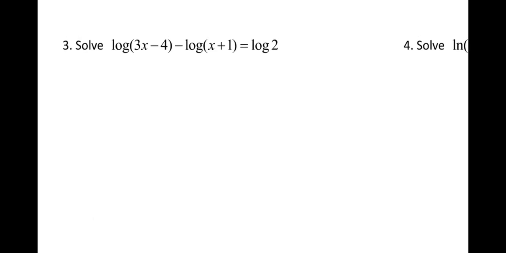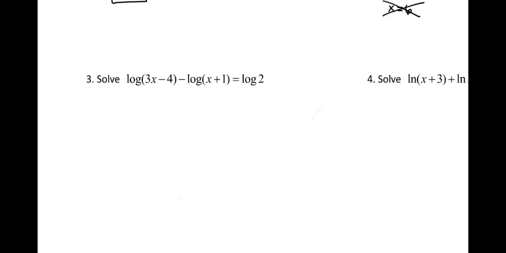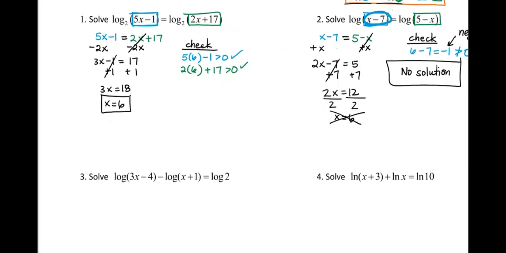Here we are in example 3. Again, we have only logarithms in the equation, but the difference between examples 1 and 2 and example 3 is example 1 had a single logarithm equal to a single logarithm. So did example 2. There's only one log on this side, and there's only one log on the other side of the equation. Example 3 is different because there's two logarithms joined by a subtraction sign on the left side of the equation and only one logarithm on the right side.